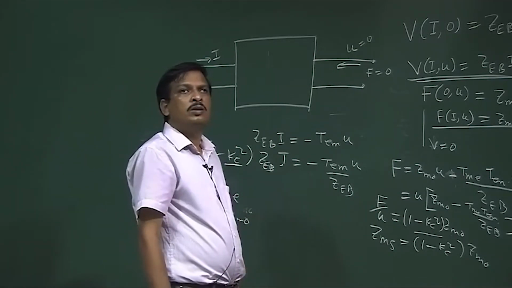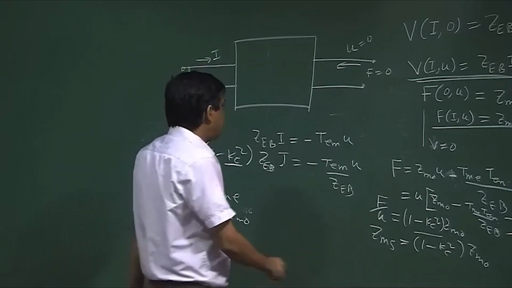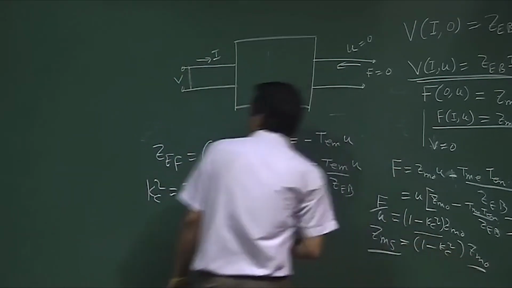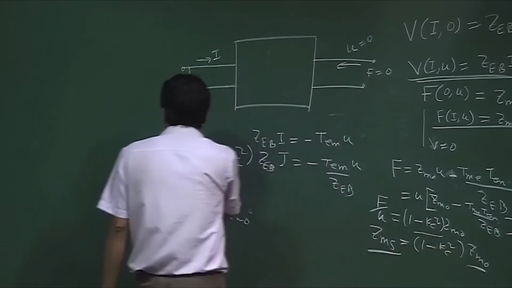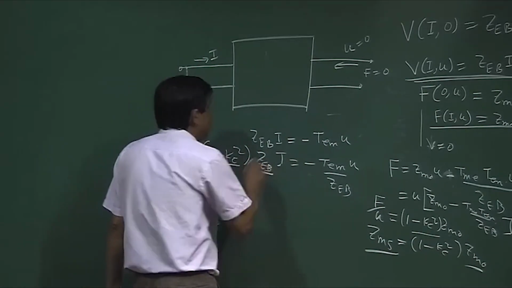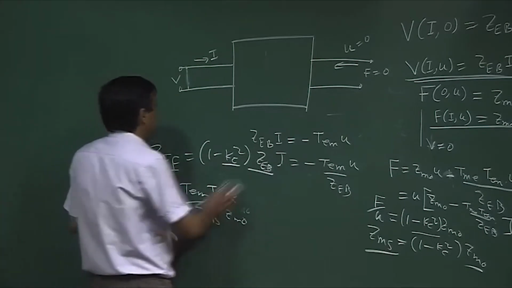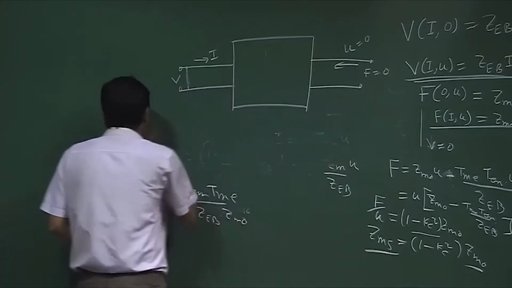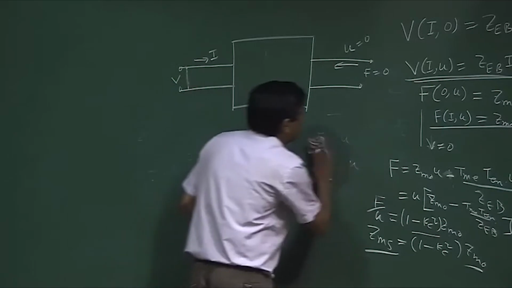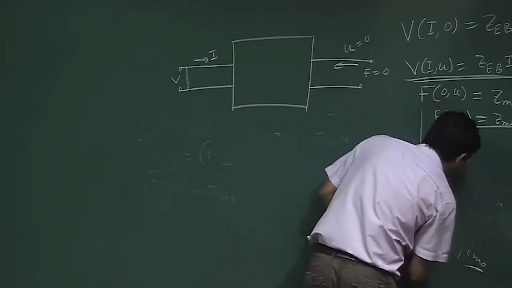Okay, so I can write the relationship between ZMO, ZEF and ZEB. This relation I have already discussed. Now, there will be two conditions possible in this equation.